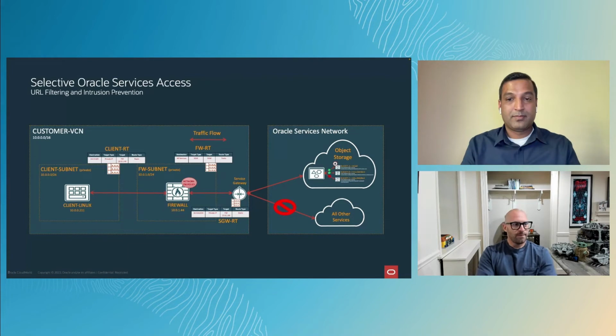So to accomplish this, I have the following topology set up in my virtual lab. The diagram shows a customer VCN that has two subnets: a client subnet that hosts a Linux machine and a firewall subnet that hosts the firewall. Routing is configured to send traffic from the client to the firewall, and the firewall sends the traffic to the service gateway, which again provides access to all Oracle services.